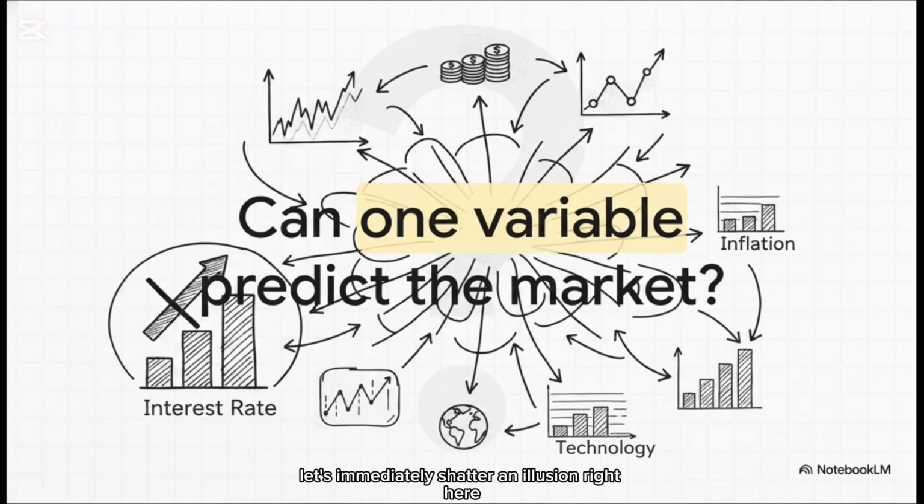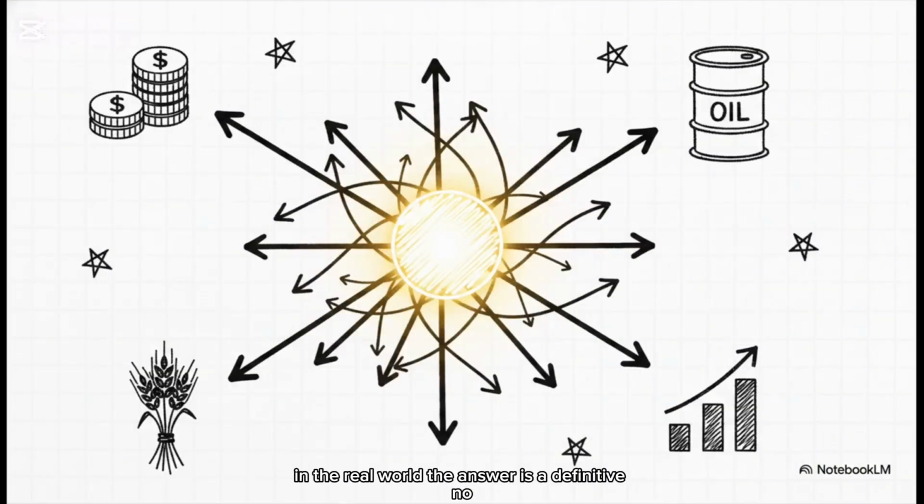Let's immediately shatter an illusion right here. Can one single variable, say interest rates or inflation, accurately predict the movement of an entire market? That works in Economics 101. But in global finance, a simple one-factor linear regression is just woefully inadequate. In the real world, the answer is a definitive no.